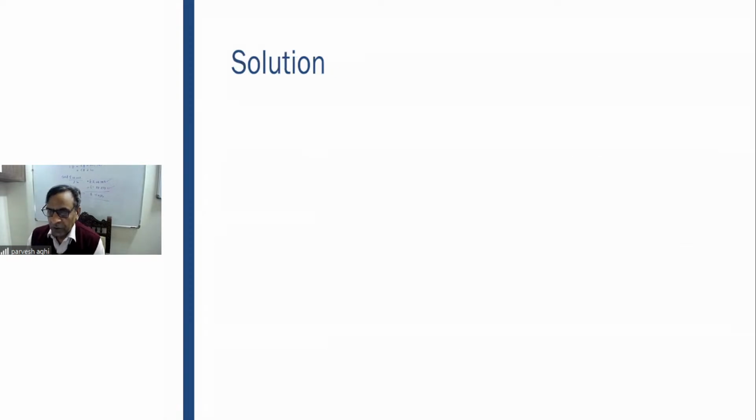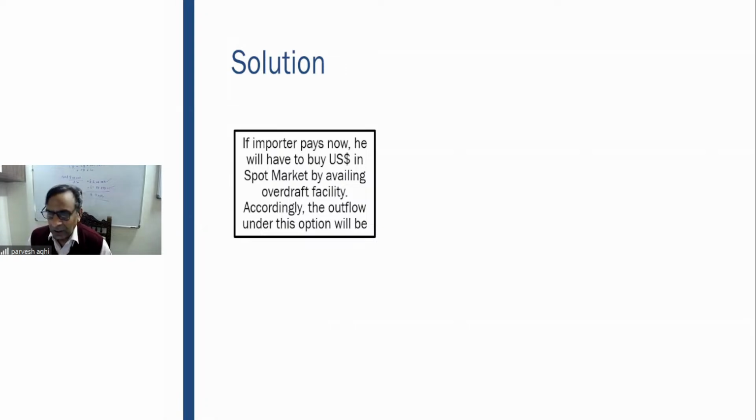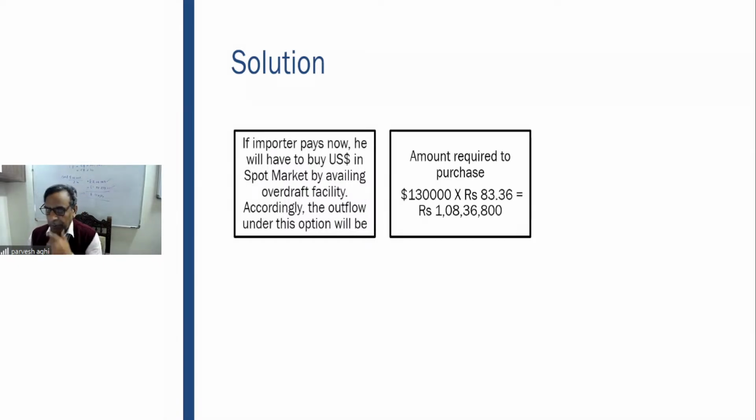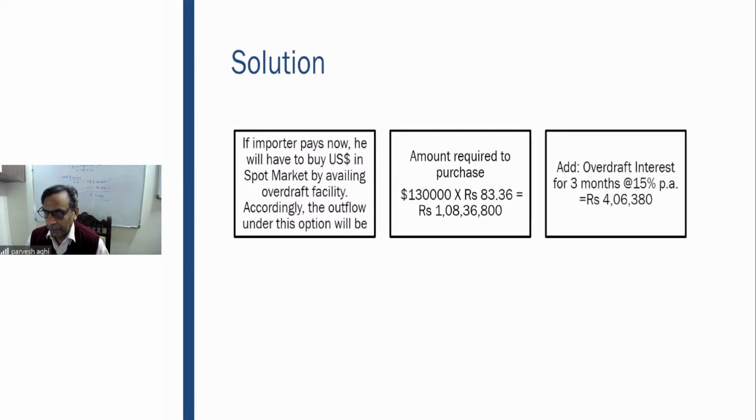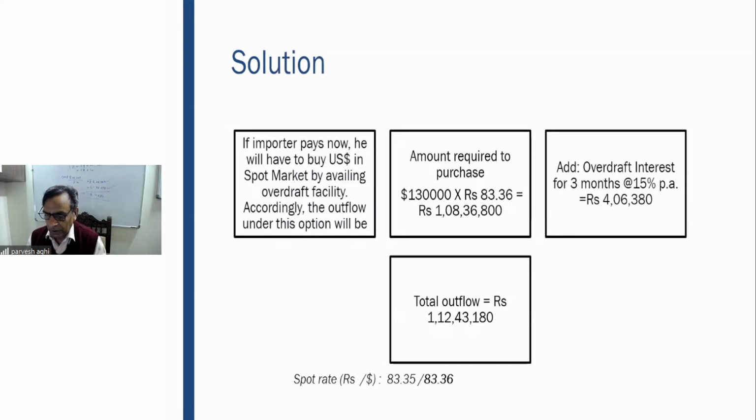Give your advice. So if the importer pays now, he will have to buy US dollars in the spot market by availing the overdraft facility. So accordingly, the outflow will be as follows. The amount required to purchase $130,000 would be, we are going to use the spot rate, which is 83.36. If you look at the bottom of the screen, 83.36 is the rate we are using to calculate how much he will be shelling out in terms of rupees. Since he has taken the spot rate, he is going to add the overdraft for 3 months at the rate of 15%, so he is going to pay 4,06,380 as overdraft interest.